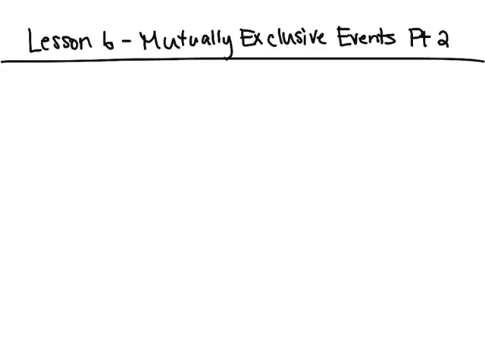Lesson 6, Mutually Exclusive Events, Part 2. A school newspaper published the results of a recent survey. 62% skip breakfast, 24% skip lunch, and 22% eat both breakfast and lunch. So we're going to just quickly make a diagram.